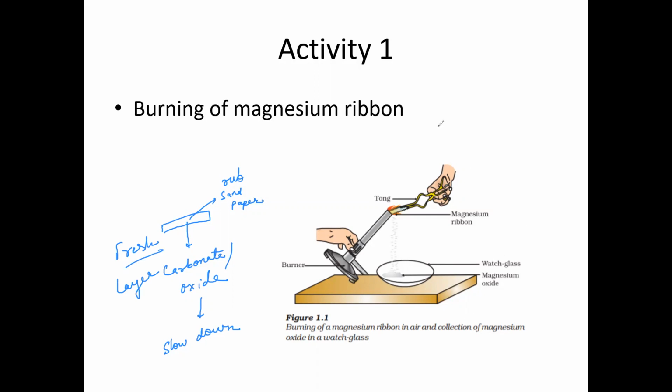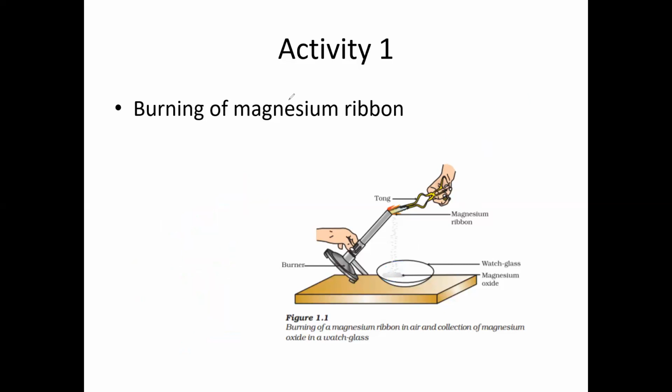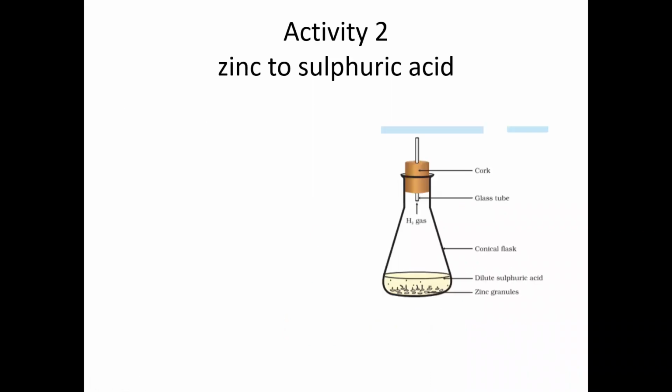And when I burn it, we see ash collected. The magnesium ribbon burns with a dazzling white light because it gives heat, it gives light, and also it produces a new substance. Therefore, I can say, because a new substance is formed, burning of magnesium ribbon is a chemical change. Okay, so whenever a new substance is formed, we call it a chemical change.